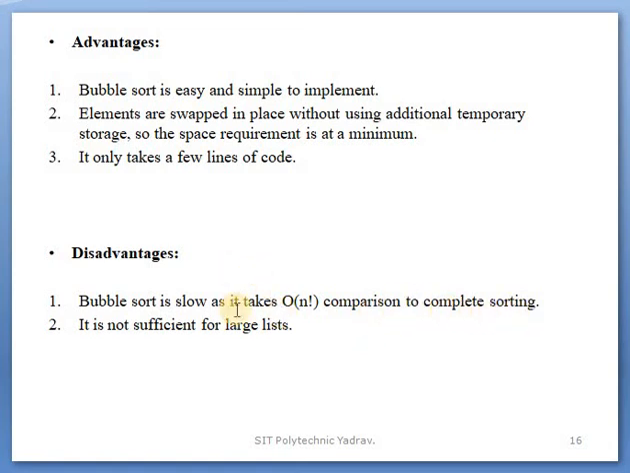Disadvantages: bubble sort is slow as it takes big O of n squared comparisons to complete the sorting. It is slow because each and every element is compared with the others, and if greater, it is swapped. So it takes n into n comparisons. And the second disadvantage is that it is not efficient for large lists.